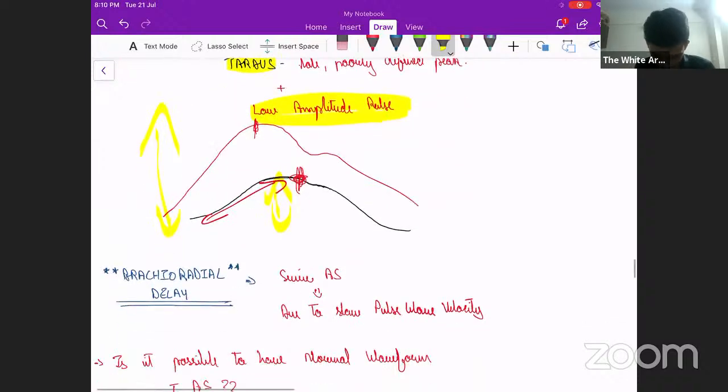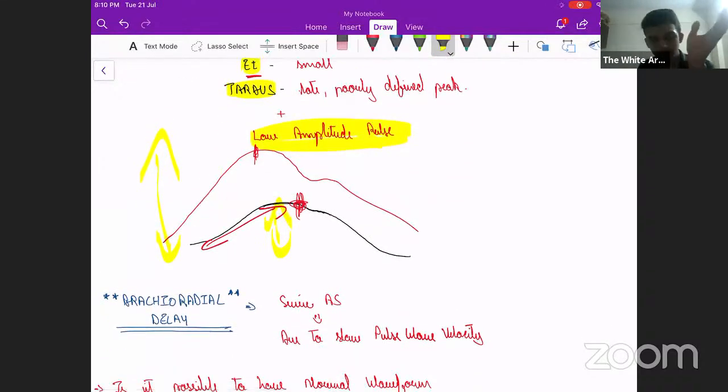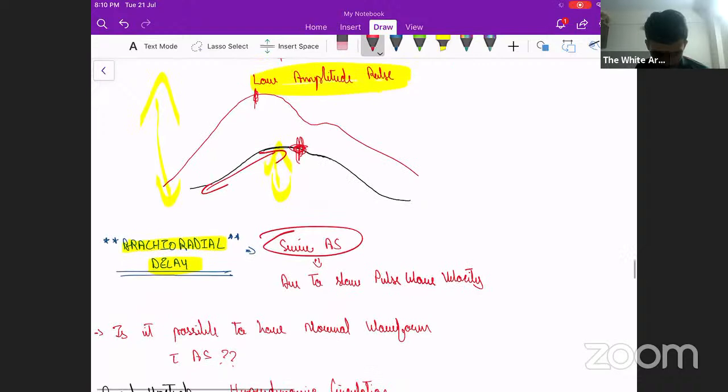In certain conditions of severe aortic stenosis, you can expect a brachioradial delay. Obviously, because the pulse wave that is generated is very slow in aortic stenosis, it reaches the radial artery much later than the brachial artery. So you can expect a brachioradial delay in very severe cases of aortic stenosis.